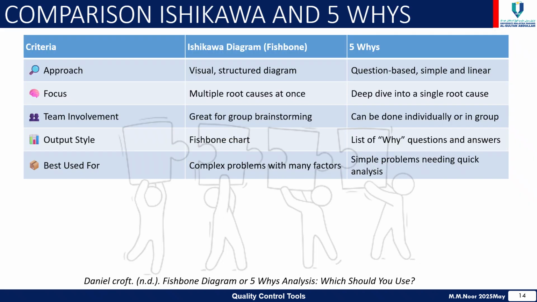So here is more detail on comparison of Ishikawa and 5 whys. So when should we use which one? Use the fishbone when you want a deeper team-based analysis. Use 5 whys when speed and simplicity matter. Both are great, it depends on the situation. As you can see, the approach visual structured diagram for Ishikawa, but for 5 whys is question based, simple and linear.